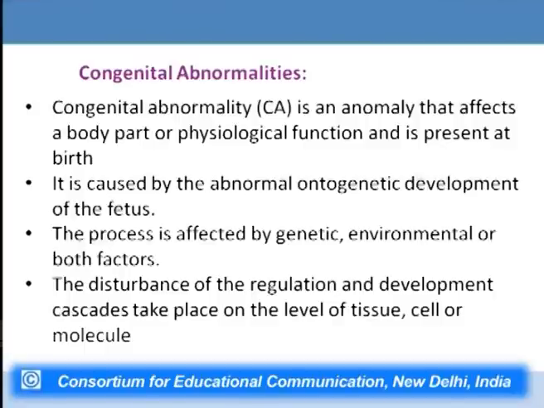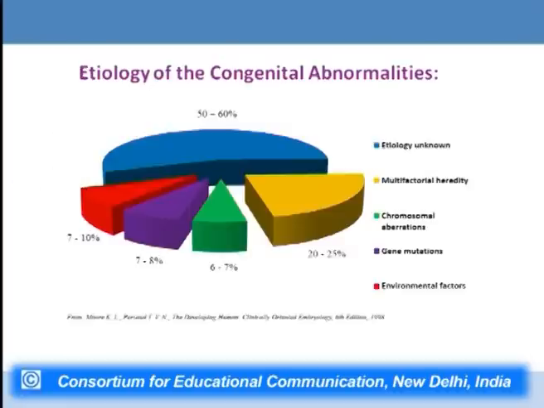Disturbance of the regulation and development cascades which take place during development will lead to the formation of abnormality. As I have already mentioned, it is a finely tuned process which requires interplay of a number of genes. If there is any single disturbance, then there will be disturbance in the development cascade or the developmental steps, which leads to error in the formation of cells and tissues. So, this is the etiology of the congenital abnormalities: the abnormalities which are present at birth, and how they are formed.